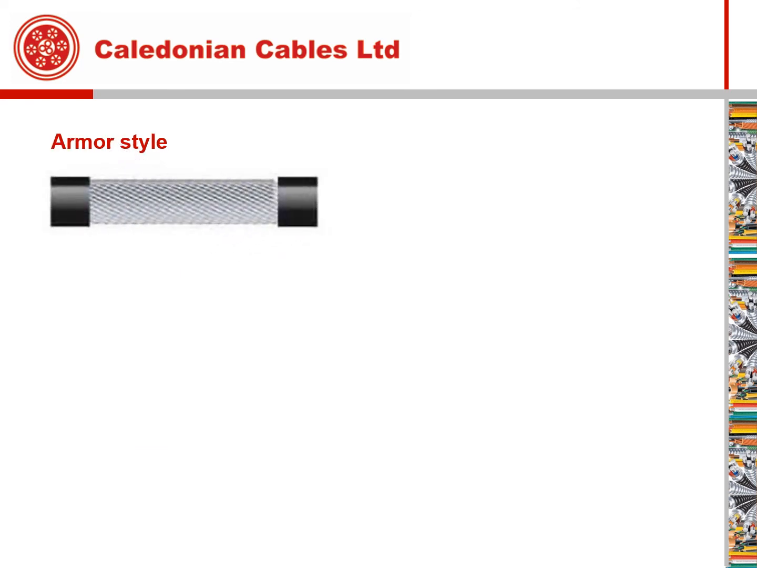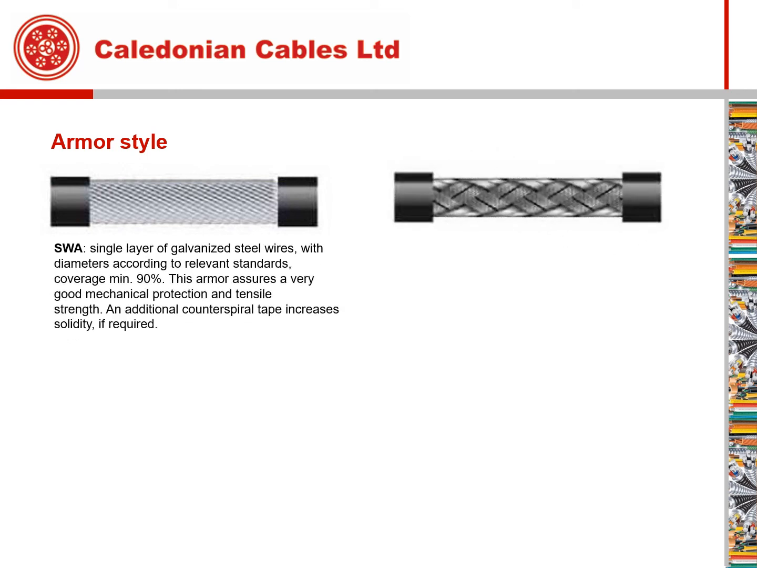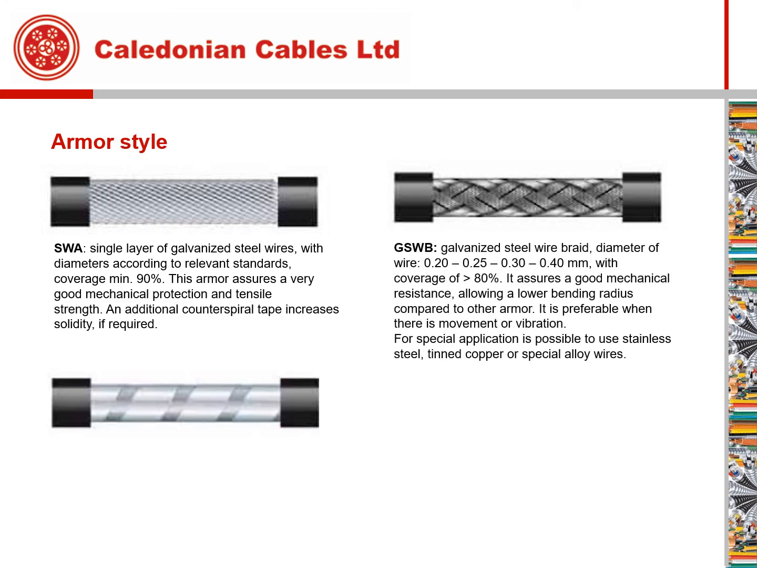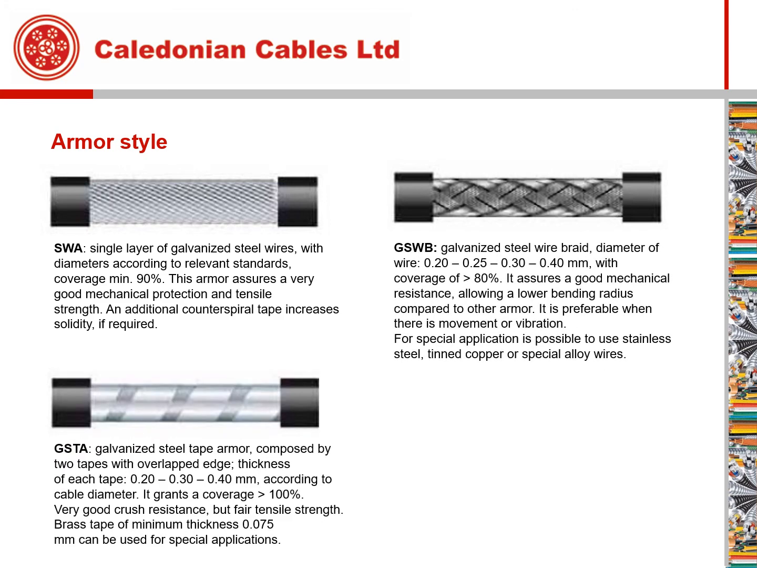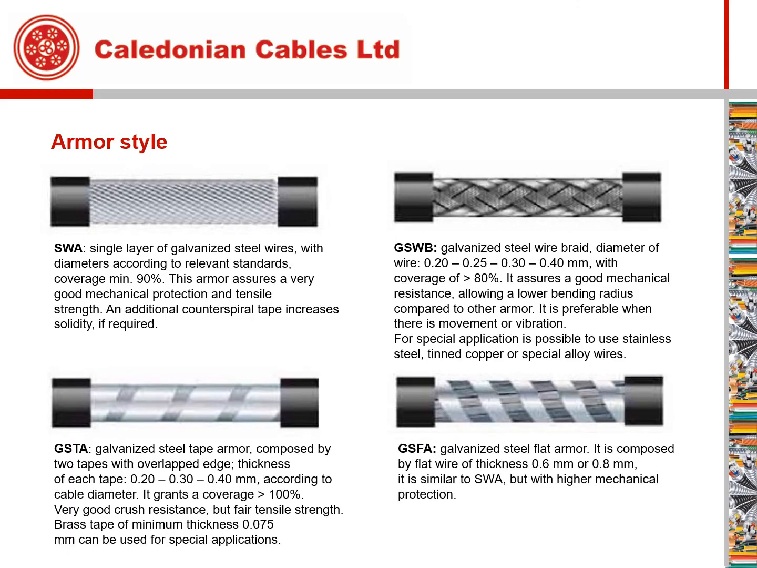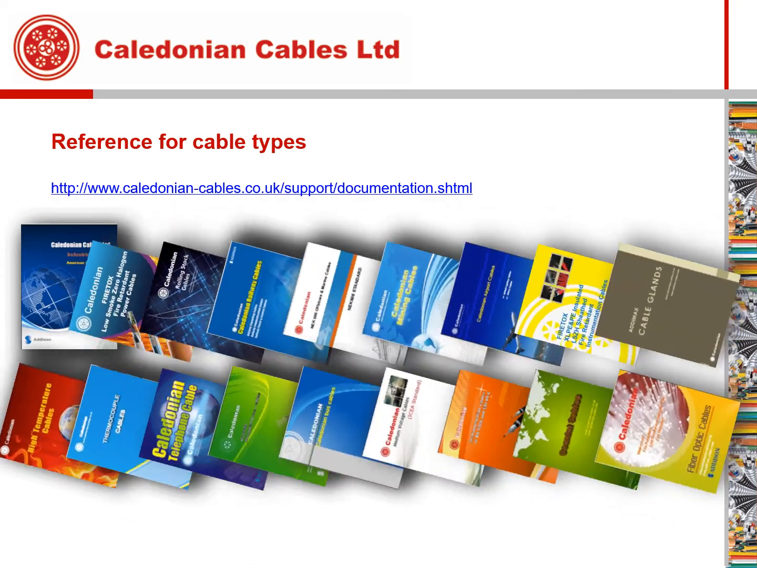Here we can see different styles for steel armoring. Steel wire armor, galvanized steel wire braid armor, galvanized steel tape armor, and galvanized steel flat armor. It depends on the actual application of customers. For more information about different kinds of power cables, please check our website.